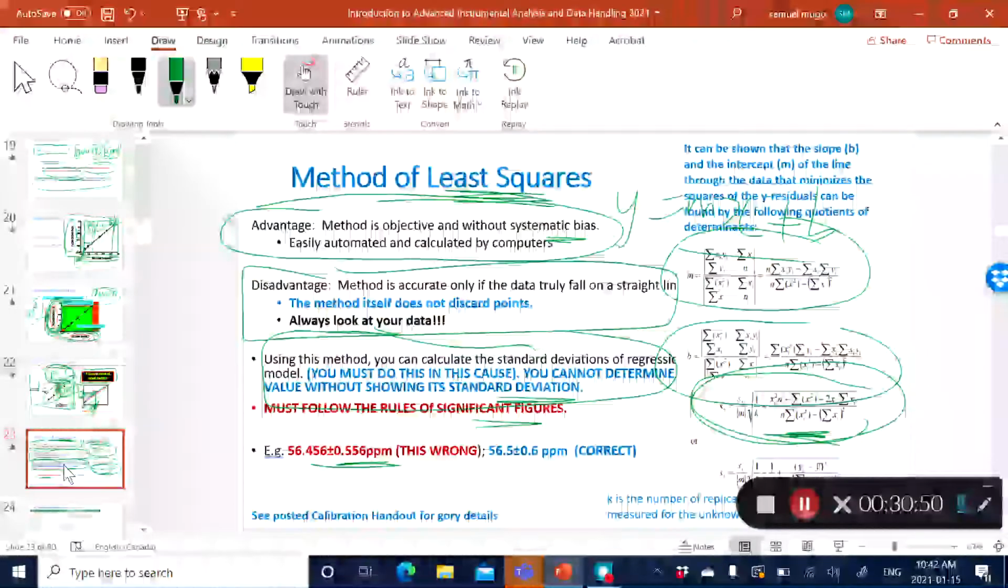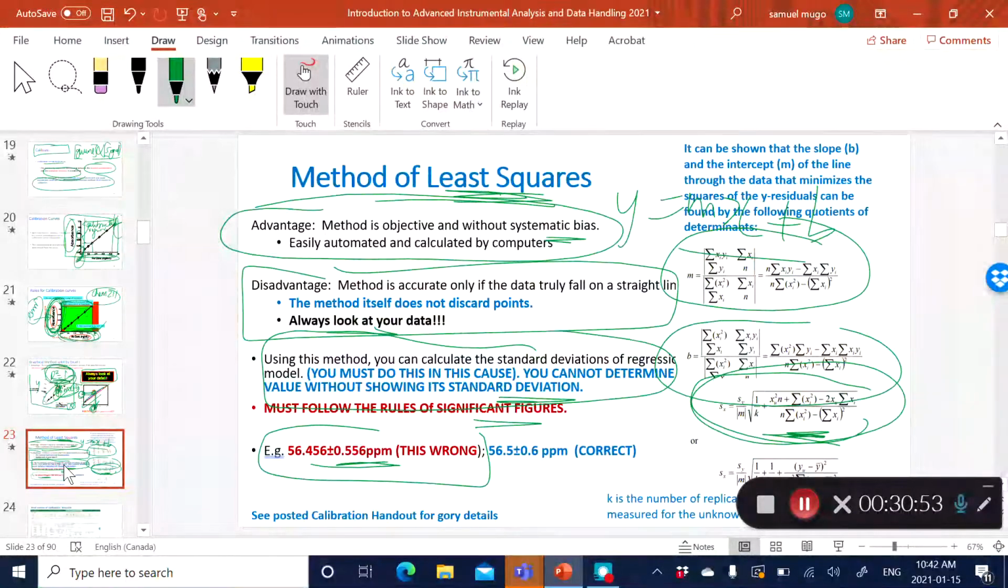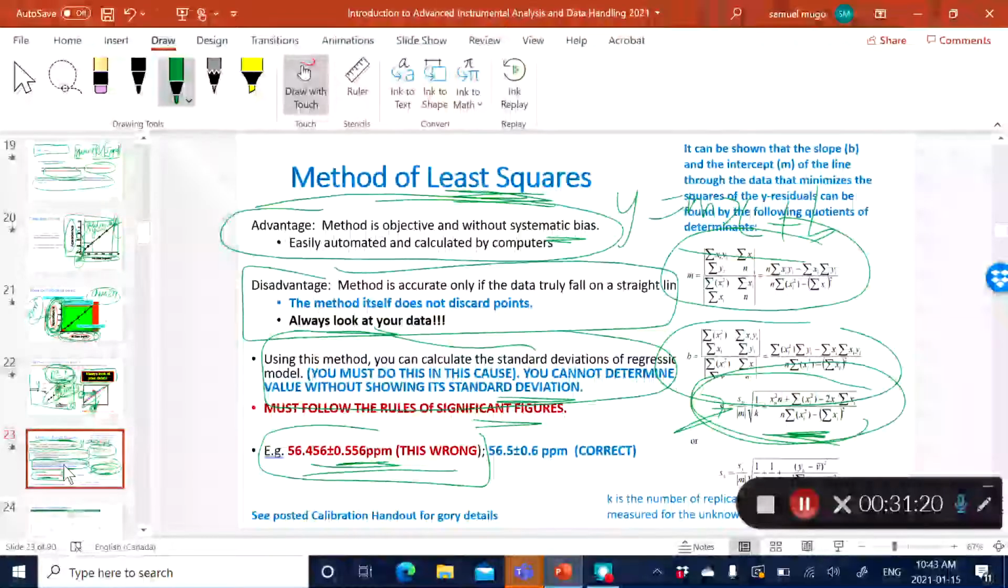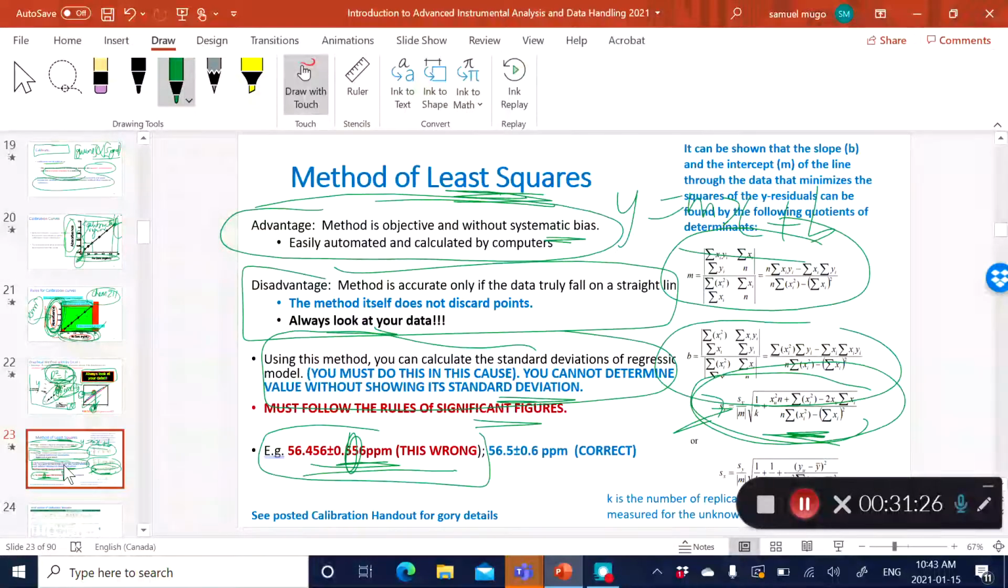And so assume you've got a measurement such as this. You determine the concentration of iron is 56.456 plus minus the standard deviation using that relationship. You got it as 0.556 ppm. Now remember that is wrong, because the standard deviation and the average have different significant figures, and you didn't account for the correct significant figure. Remember, the first number in your standard deviation that is uncertain should be the last number in your average.